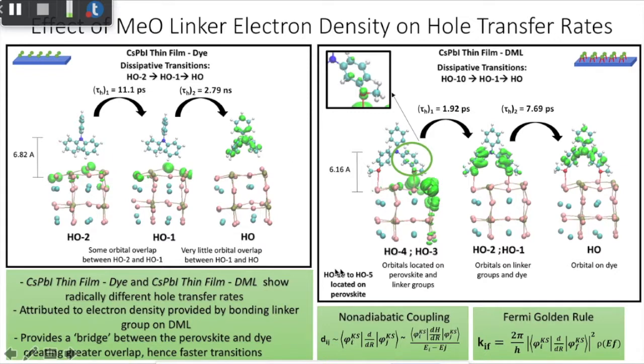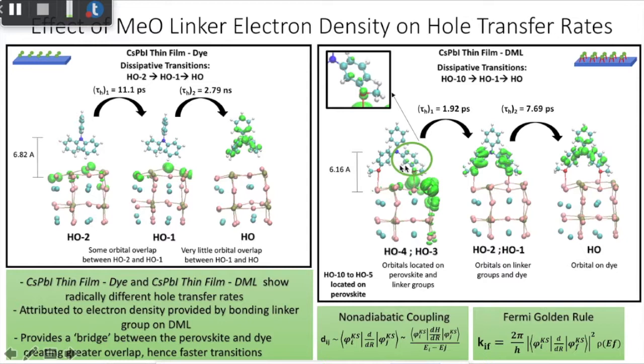So for our bonded system, for our HOMO minus 10 to HOMO minus 1 transition, and then HOMO minus 1 to HOMO. HOMO minus 10 and HOMO minus 5 are all located on the perovskite, so I didn't show them. But once we get to HOMO minus 4 and HOMO minus 3, we start to see the effect of the bonding. We'd expect there to be electron density located in between the linker group and the perovskite, which we see here. So intuitively, we get the expectation that we resolve. And then from the HOMO minus 2 to HOMO minus 1 states, we get electron density on the linker groups and the corresponding benzene rings.